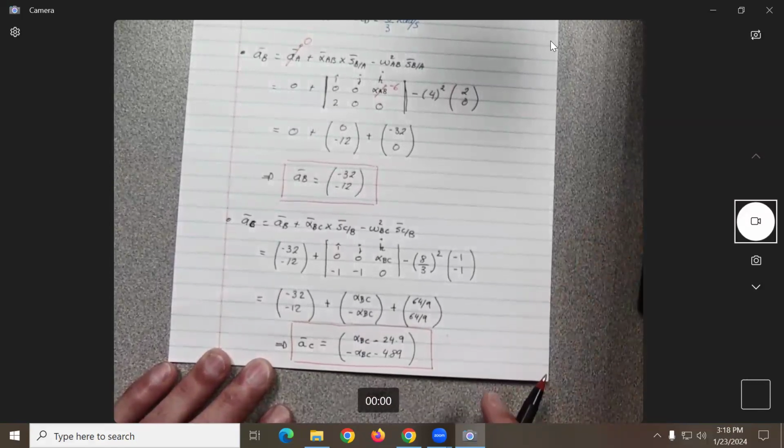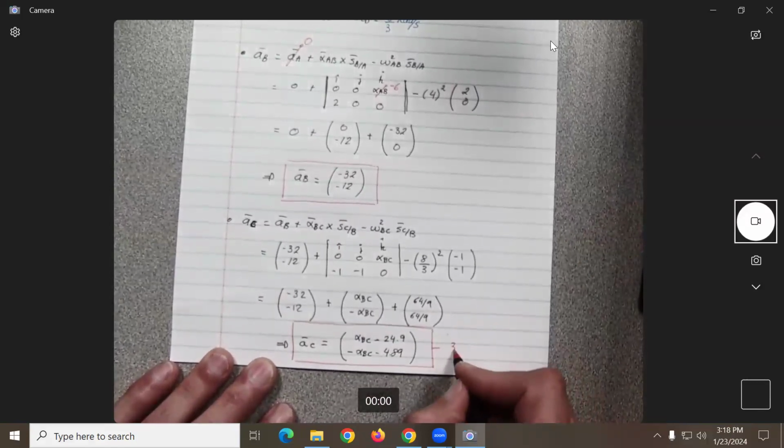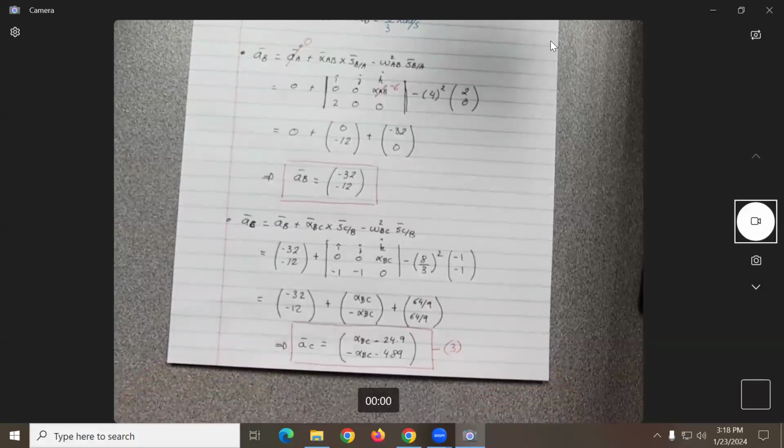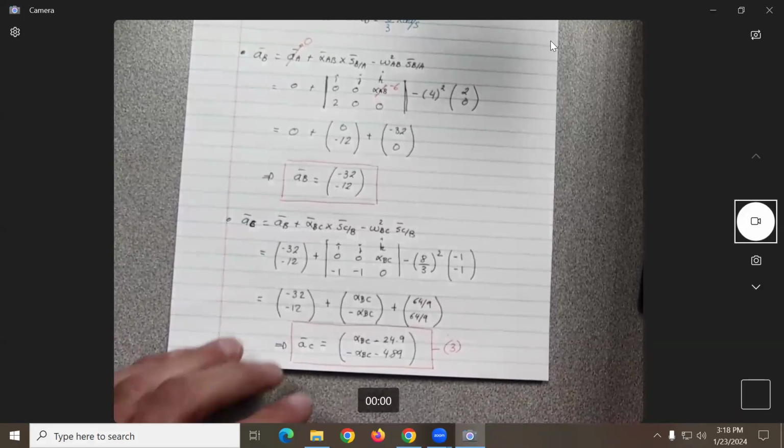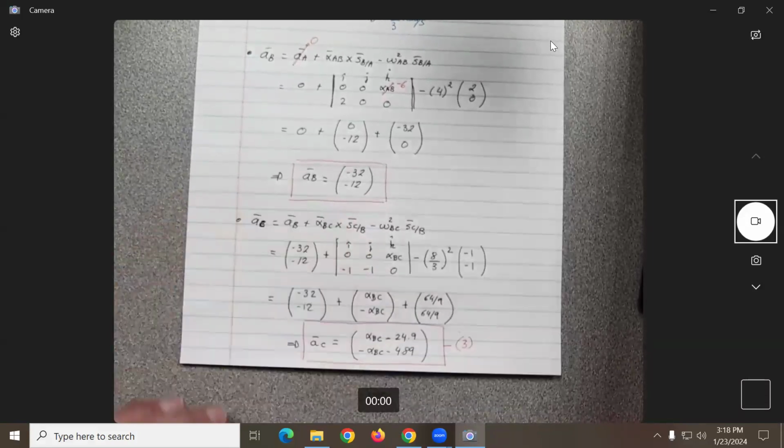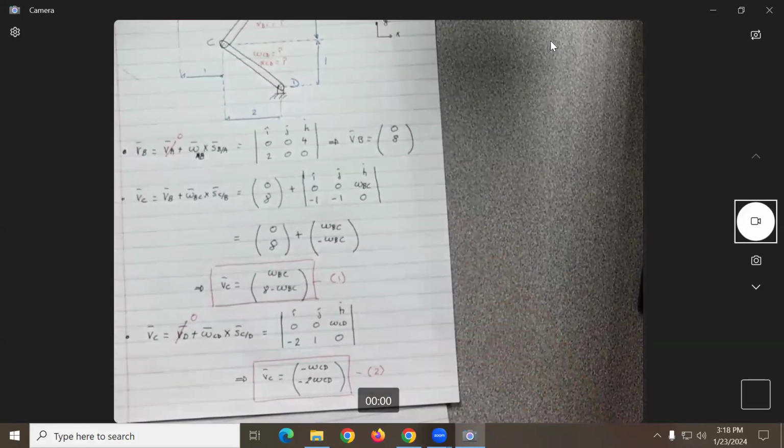How did we call it before, the equation? Okay, so it should be our equation 3. Okay, now what do we need to do? We need to find the acceleration of point C from where?